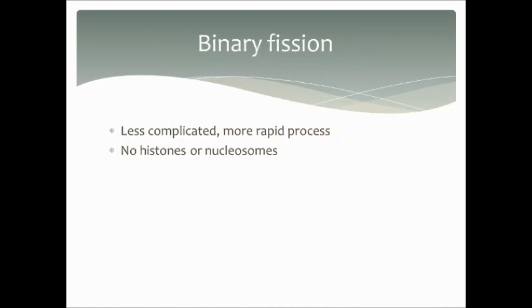So binary fission tends to be less complicated and a more rapid process. It doesn't need histones or nucleosomes, none of the complexes that we had to make in order for mitosis to occur.